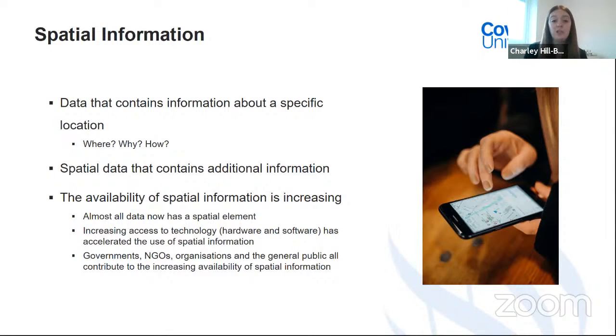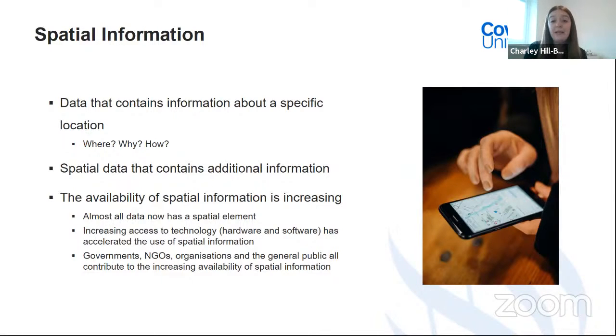But that could be information on how many people live in a town. It could be the demographic of those people, their perceived health even. It can be information on the course of a river, the roads and the road network to which a road is connected. But all of that information that's contained within our spatial data set, our spatial information, gives us additional information, allows us to begin querying and understanding that data in a lot more detail.